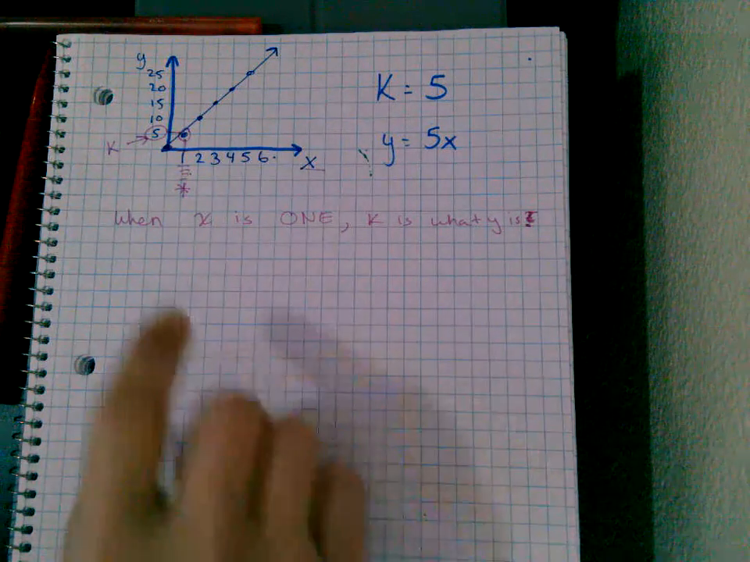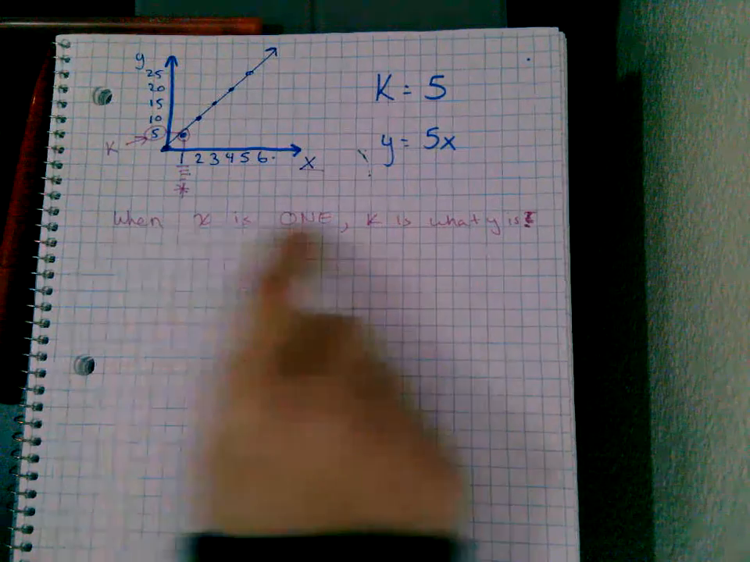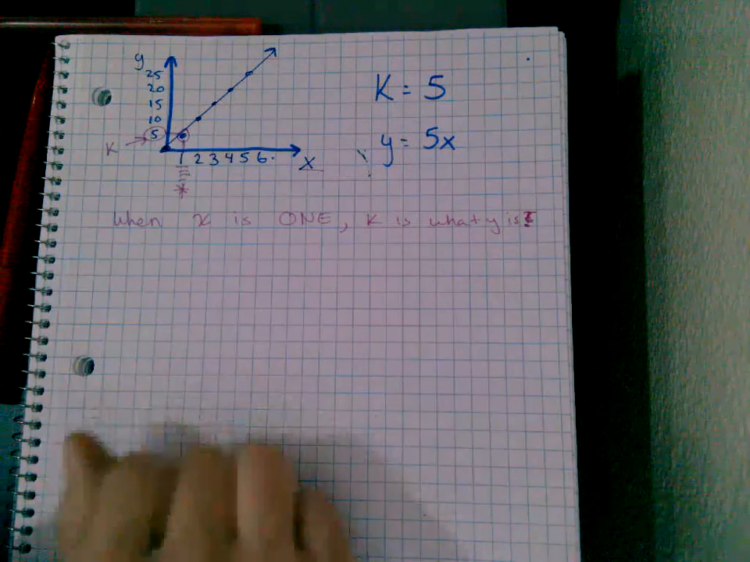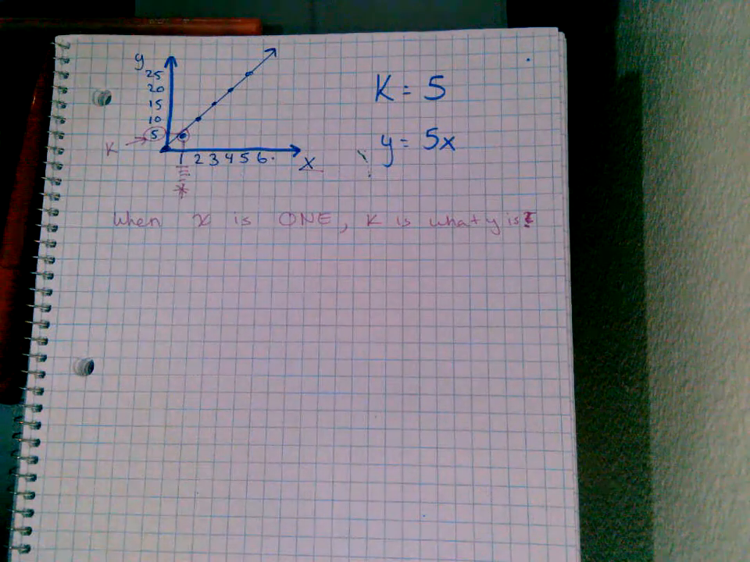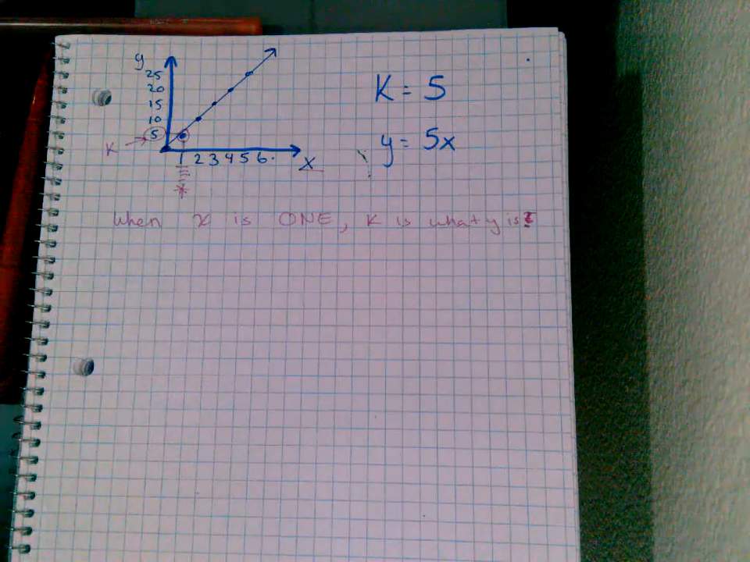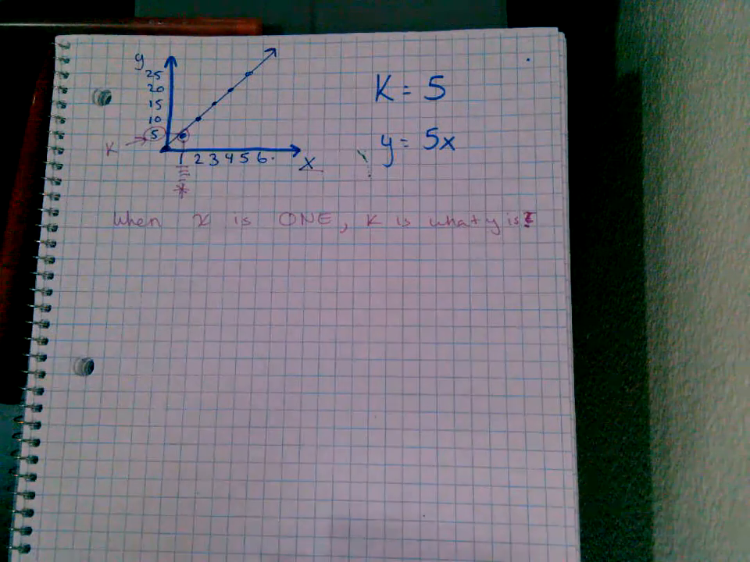Okay, so when x is 1 on your x here on your graph, k is what y is when it's on the dot. Okay. Now this is an easy one. I'm not going to give you a hard one right away. All right. Let's draw another one.